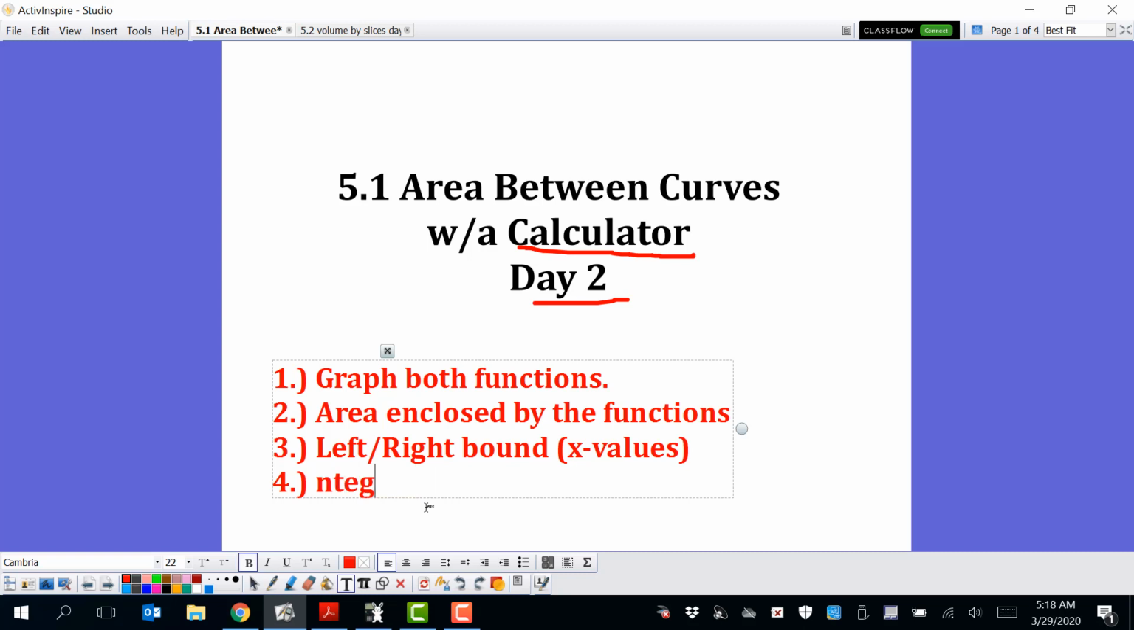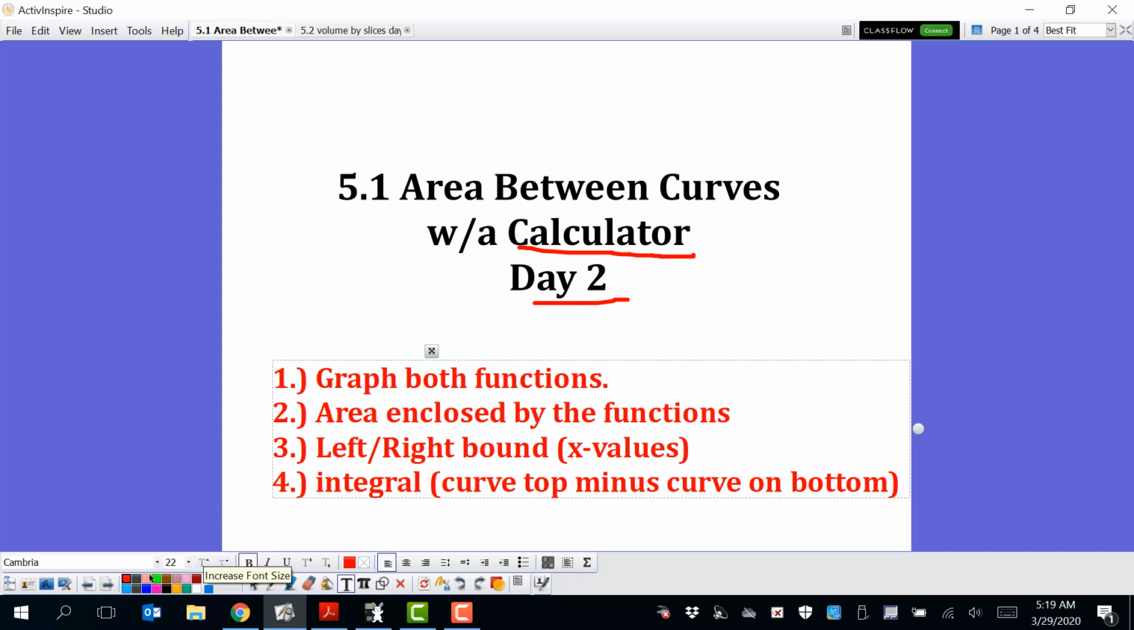You're going to take the integral, and remember, when we integrate this, we always do curve on top minus curve on bottom. So that is just a real quick summary of the process, the steps that you take when you're finding the area between two curves. That's what we covered in day 1, but we'll jump right into our problems for today.